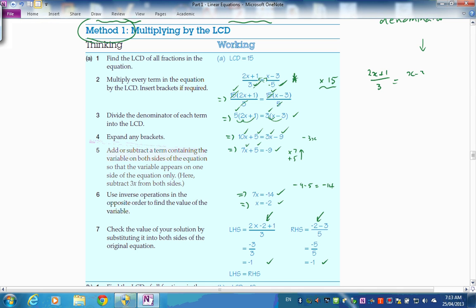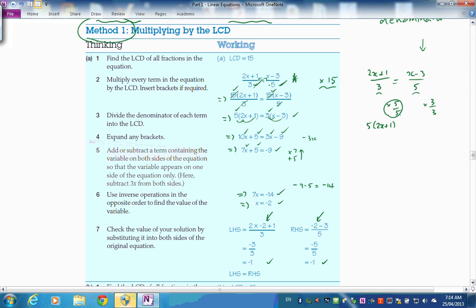So let's have a look now at what that method looks like. So here then it will be 5. Okay, now let's make both denominators the same on both sides. So to do that we have to multiply the left hand side by 5 over 5 and this side by 3 over 3. Let's do that. So this becomes 5 times 2x plus 1.